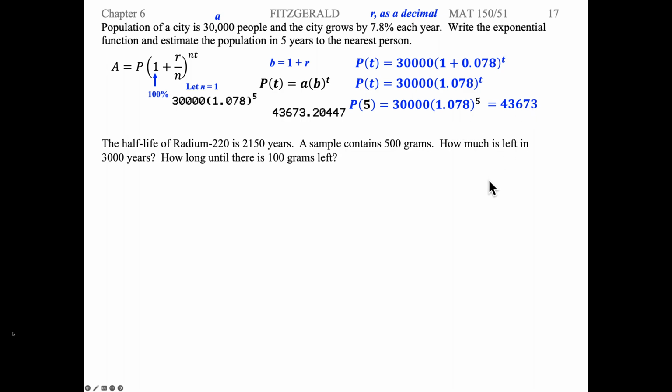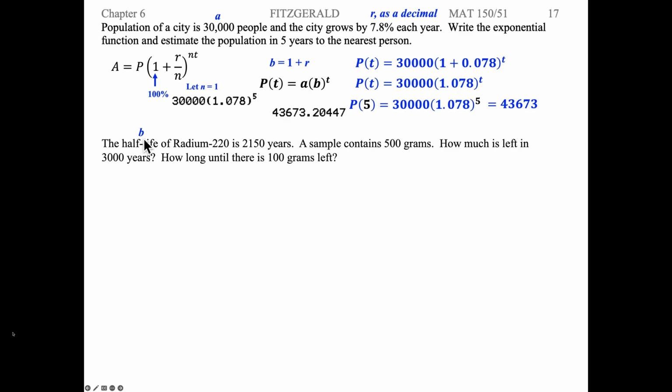The next example: the half-life of radium-220 is 2,150 years. A sample contains 500 grams. How much is left in 3,000 years? And how long until there's 100 grams left? So again, we could approach this in the same fashion. Here, a half-life means you're cutting everything in half. That's your base. So easy money.